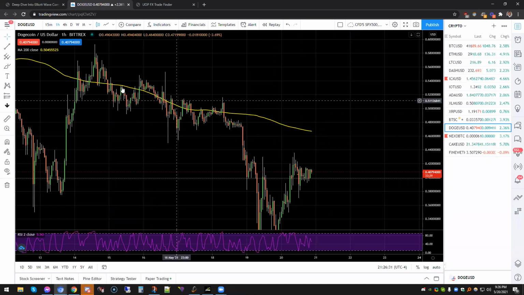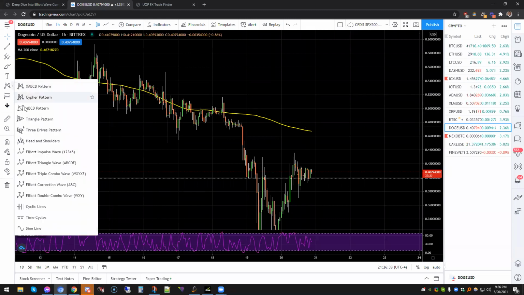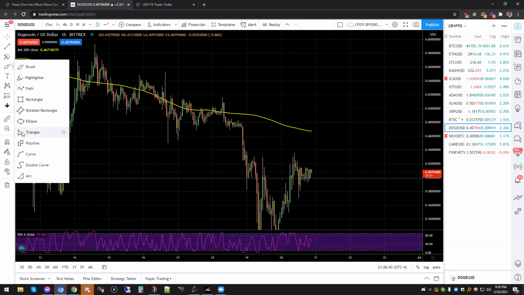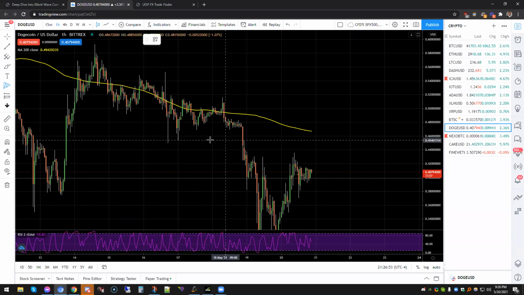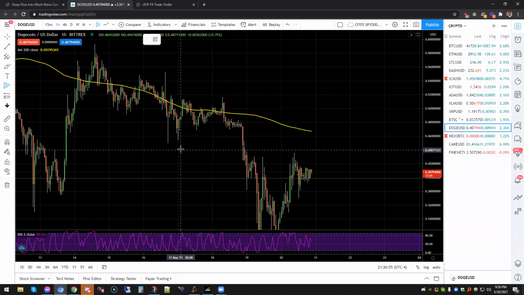All right, so I'll help you guys here. Here we have TradingView giving us a triangle pattern tool right here. In your drawing tools, you also have a triangle, so you can use either. I'll use this one because this one actually has the names.